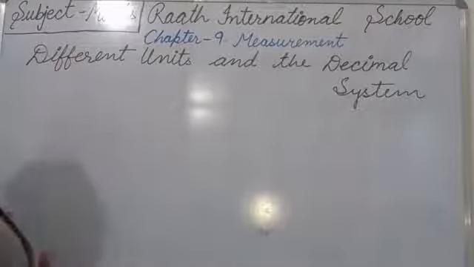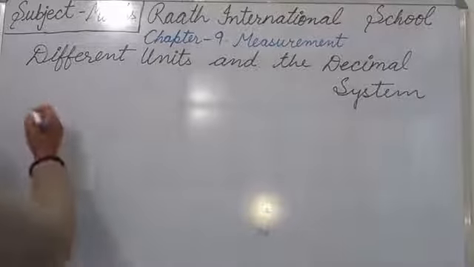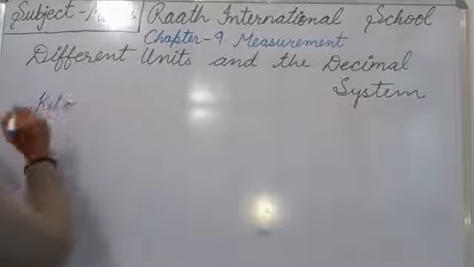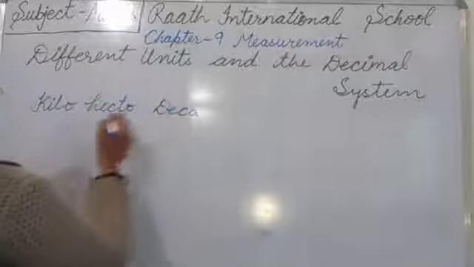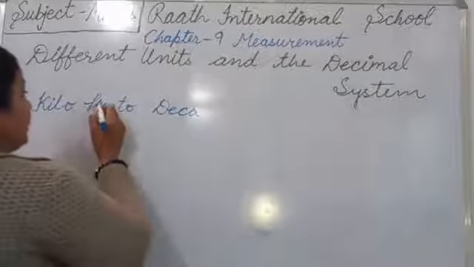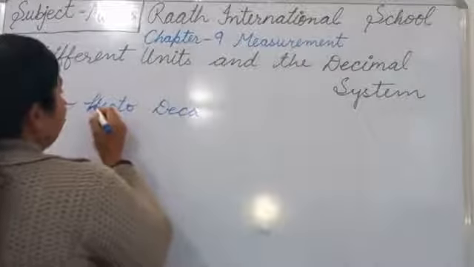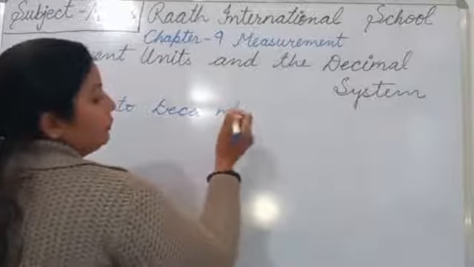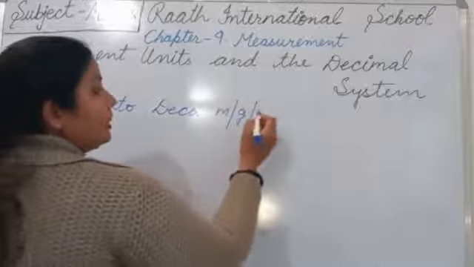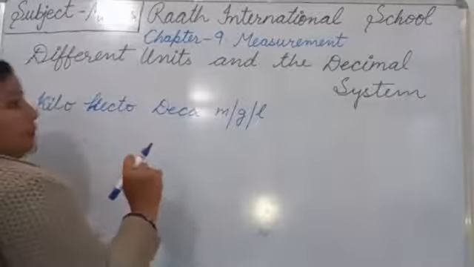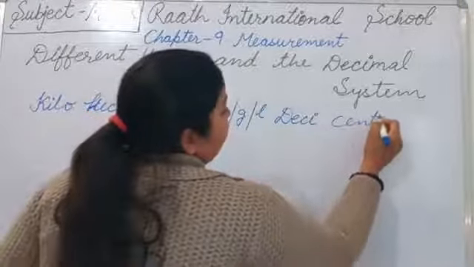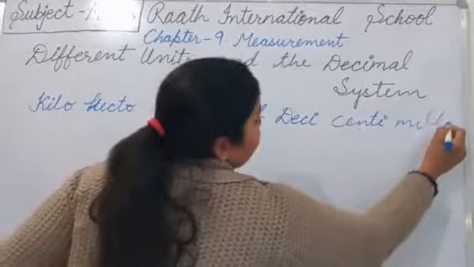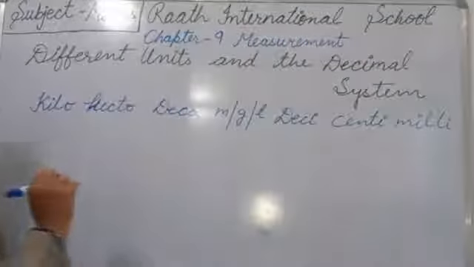So as we know, there are different units in measurement which we use in our daily life also. Which are these? First of all we have kilo, then hecto, then deca. Then after deca we have the standard unit. If we have measurement of length, we have meter. If we have measurement of weight, then gram. And measurement of capacity, liter. So these are the basic units. After that we have deci, then centi, and in the last we have milli. So these 7 units we have. So these are the different units.